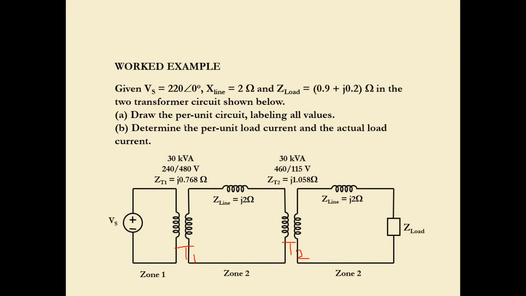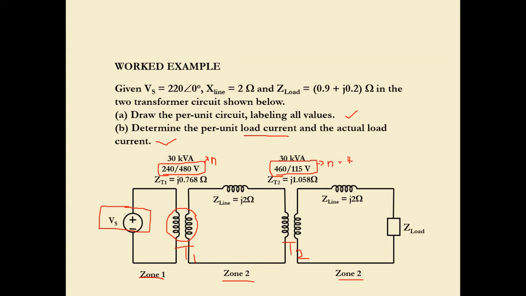We have to draw the per unit circuit, labeling all values, and determine the per unit load current and the actual load current. Let us interpret this circuit. Since we have two sets of transformers, overall we can divide it into three zones: zone number 1, zone number 2 and zone number 3. VS becomes our source as well. This is the coil of transformer number 1 with the ratio rating, which can also be our turn ratio, N. Here also the same, so we can calculate the turn ratio.